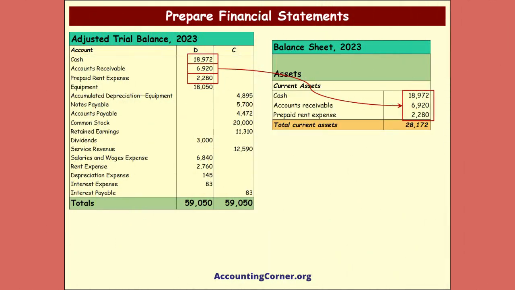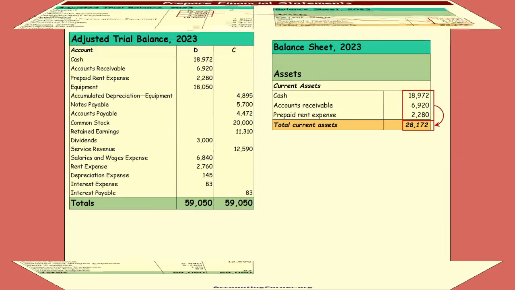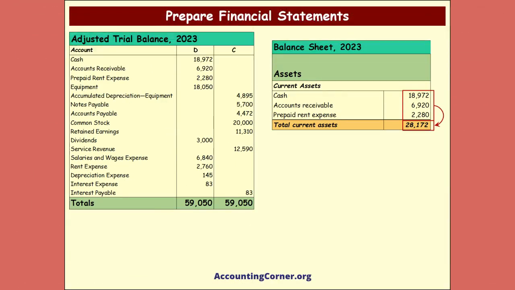Next, we prepare the balance sheet. It's a snapshot of the company's financial position at a specific point in time, showing what the business owns and owes. It consists of assets, liabilities, and equity. We start from current assets and put all relevant data from the adjusted trial balance. The total value of current assets will be the total amount of separate captions presented on the balance sheet.